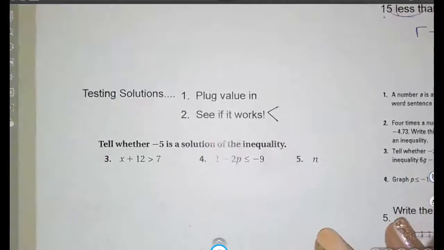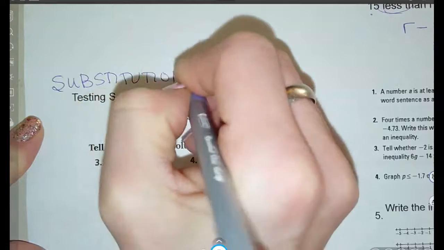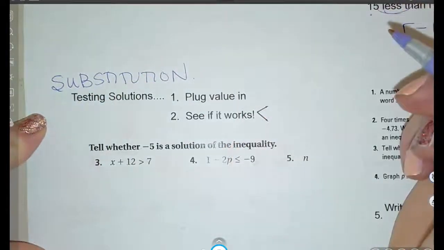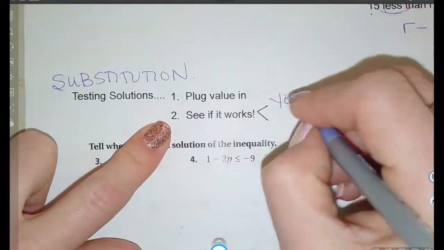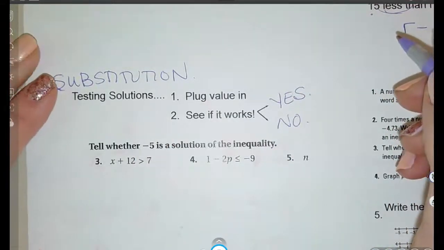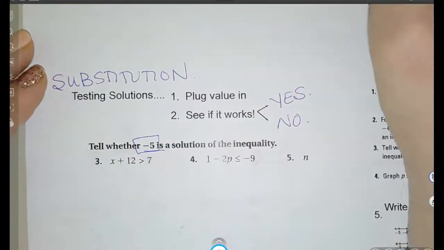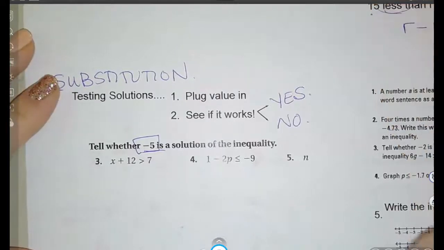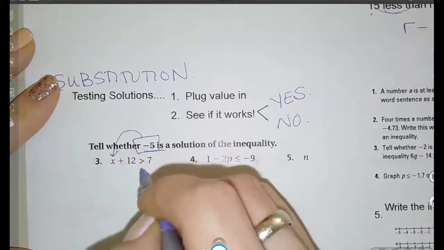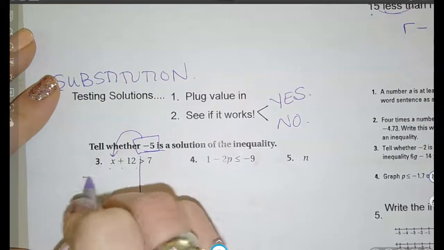Okay, pause if you need to catch up, or we're going to come over here. Plugging in and testing solutions. This is also called substitution, right? Plug the value in that they give you and see if it works. And your answer is either yes or no. Okay, so this says, tell whether -5 is a solution to the inequality. Plug it in and see if it works. Well, we're always going to plug it in for the variable. Okay, so here you see that I have x plus 12, and they want to know if -5 would work.